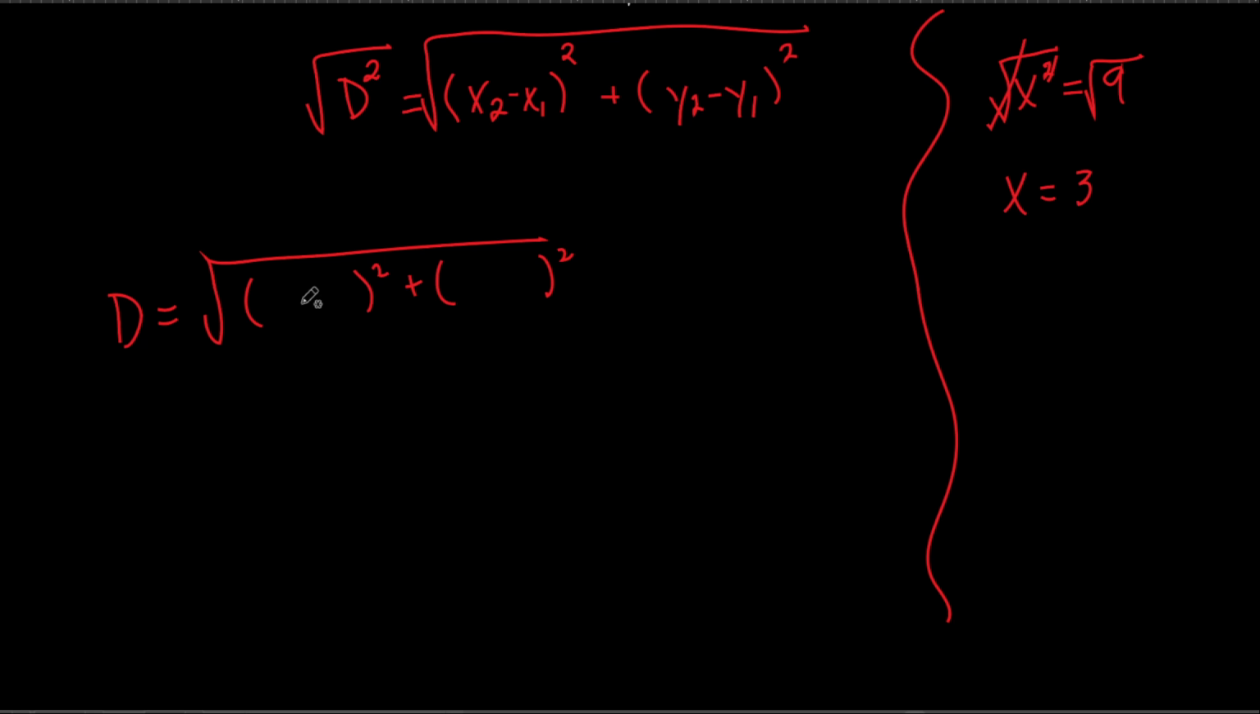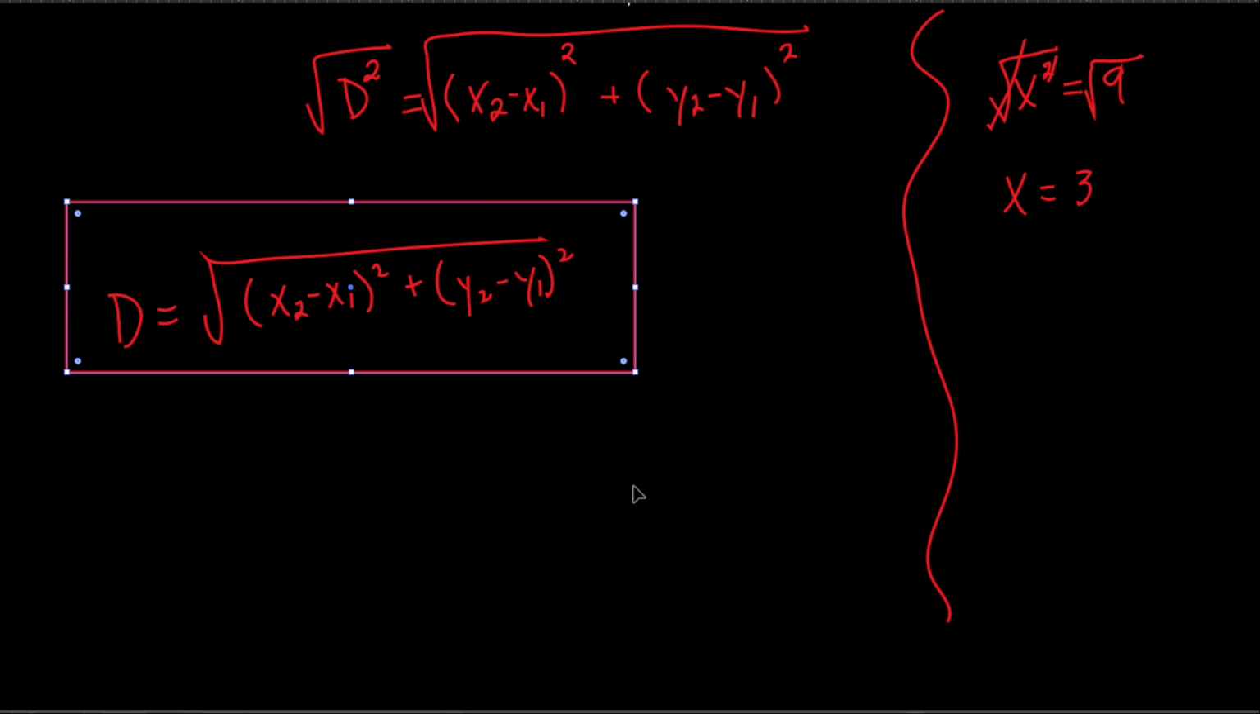And remember, what is this? This is the length of the x, right? So how do I find the length of the x? I just subtract the two x's from each other. This is the length of the y's. How do I find that length? I subtract the y's from each other, okay? That right there is the distance formula, okay?